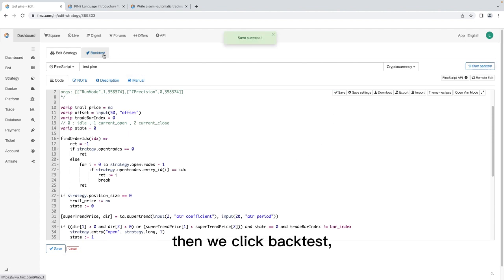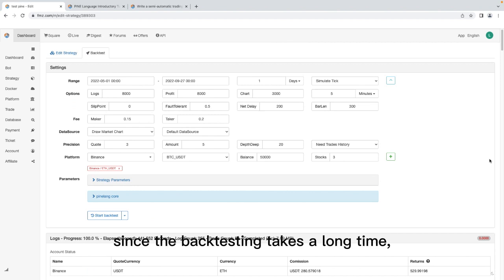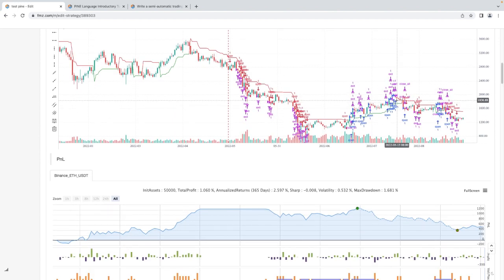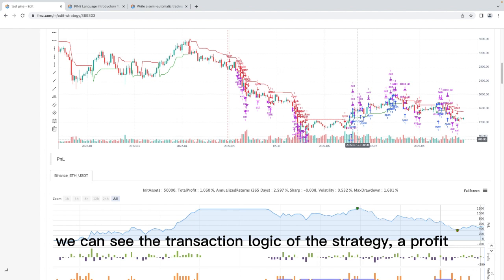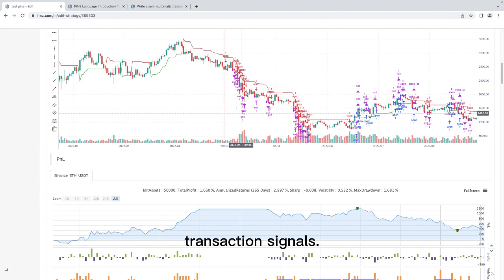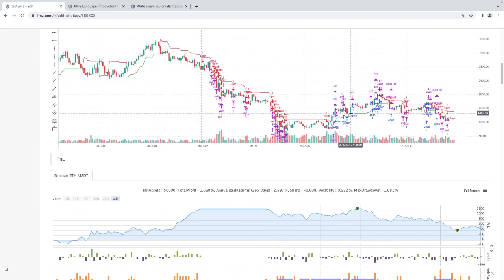Then we click Backtest. Since the backtesting takes a long time, we will omit the intermediate time here and look at the test results directly in our chart. During the strategy backtesting, we can see the transaction logic of the strategy, a profit and loss chart, a position chart, and some marks on the transaction signals.